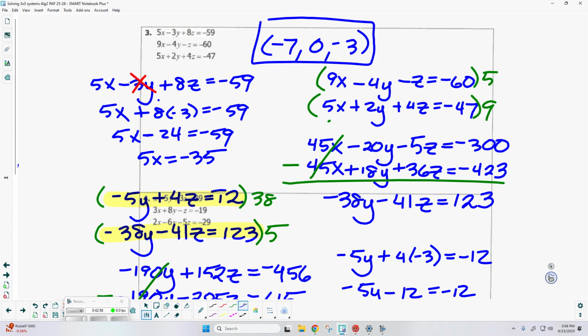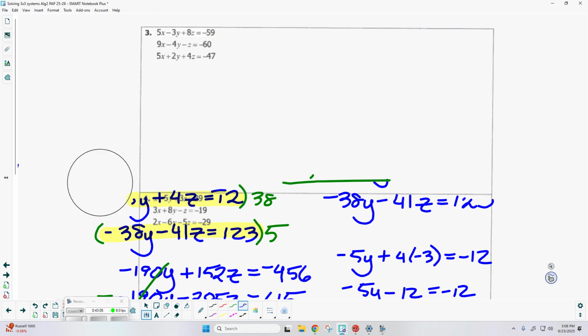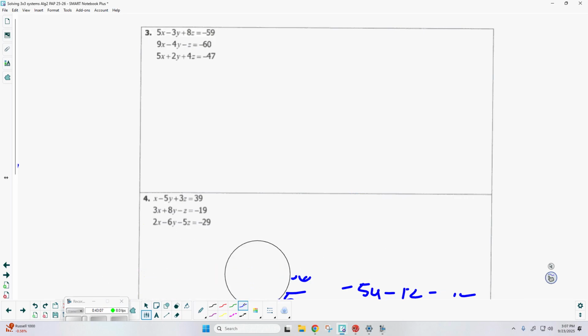Remember, what's due tomorrow? The homework for systems of inequalities, because you have a quiz over that on Thursday. There we go.